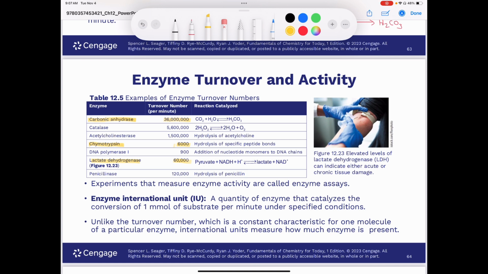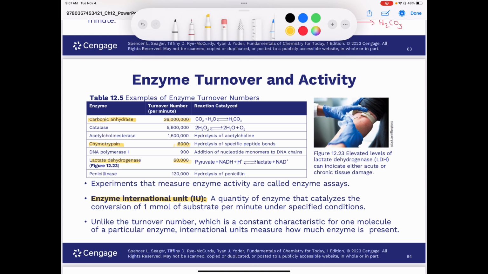The determined enzyme activity levels are usually reported in terms of enzyme international units. So you need to know this definition. Enzyme international units, or IU, define enzyme activity as the amount of enzyme that will convert a specified amount of the substrate to a product within a certain amount of time. One standard enzyme international unit, so 1 IU, is the quantity of enzyme that catalyzes the conversion of 1 micromole of substrate per minute under specified reaction conditions.